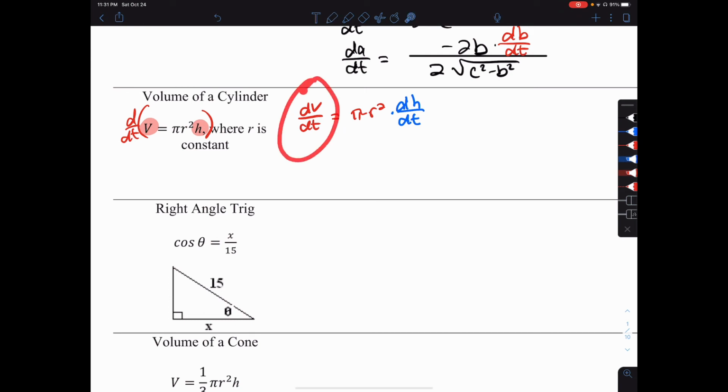This is the rate of change. It's comparing how the volume is changing as time is changing. This is a rate of change, comparing the rate at which the height is changing with respect to time.